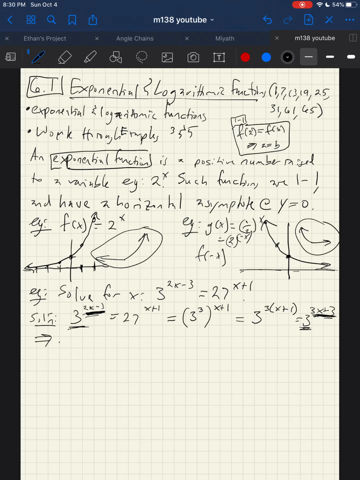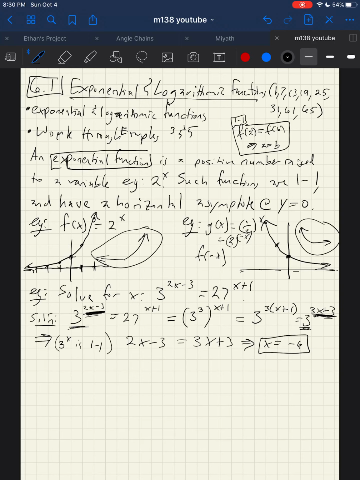So what that means is because 3 to the x is 1-to-1, that means that 2x minus 3 is equal to 3x plus 3. So I subtract 3 from both sides and subtract 2x from both sides, and I get what? I get that x equals negative 6. And that's my final answer.